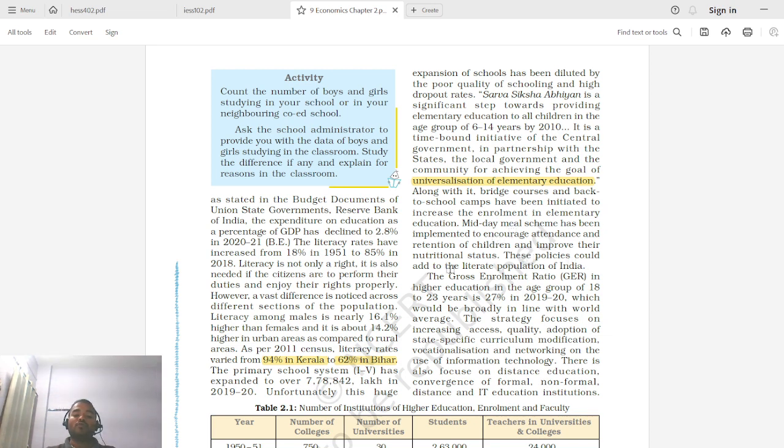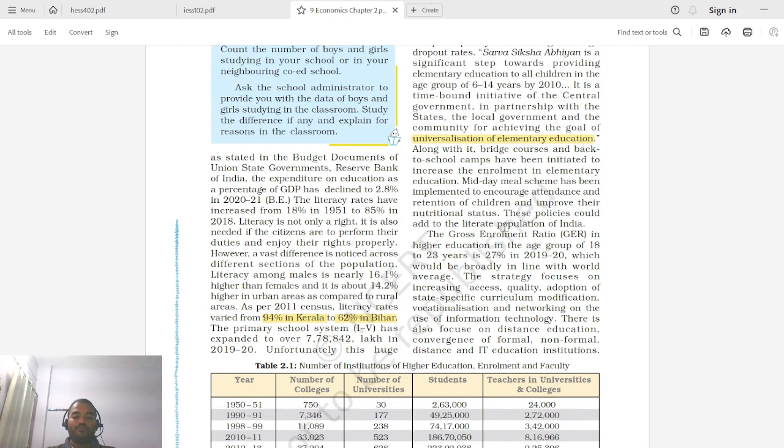These policies could add to the literate population of India, and the basic aim for these policies was that because of these policies more students will come to school and get educated, and in this way the literacy rate of the country will increase, which will further result in increasing the human skills or human resource, bringing the human to a level that he can find a job and further contribute to the economic development.